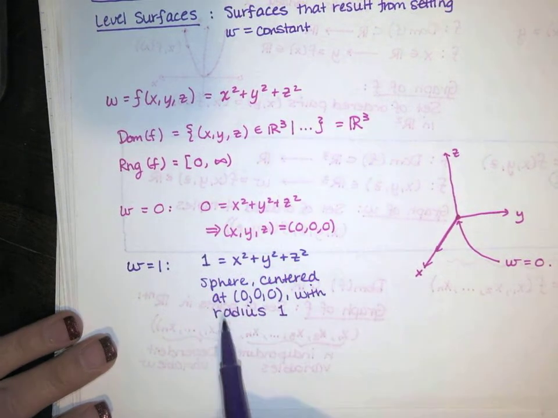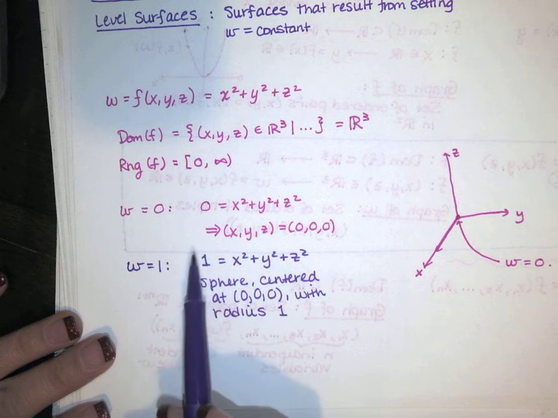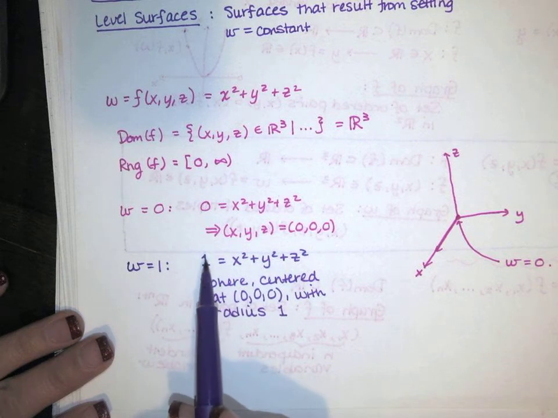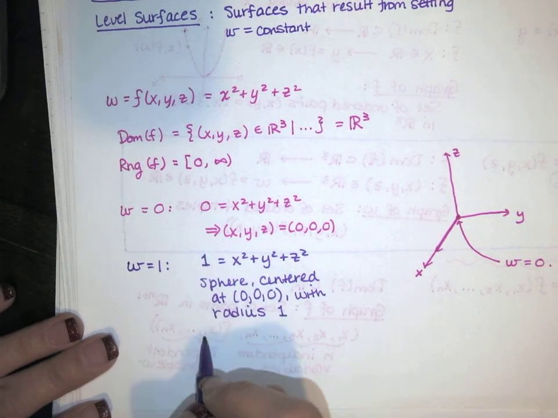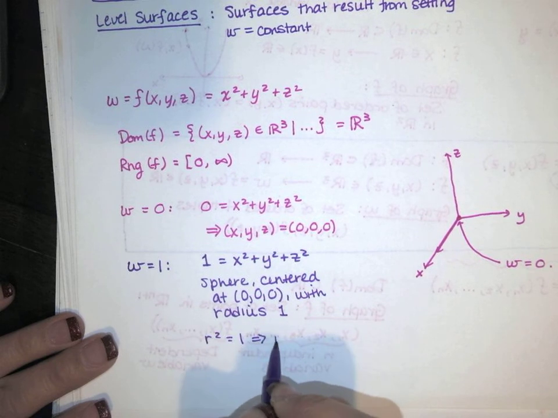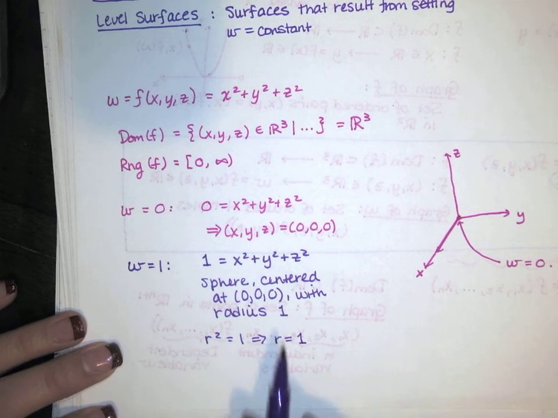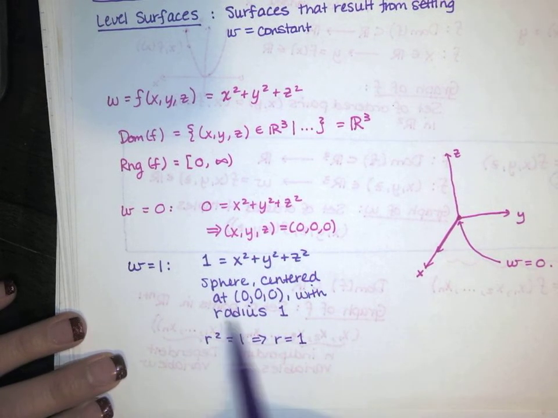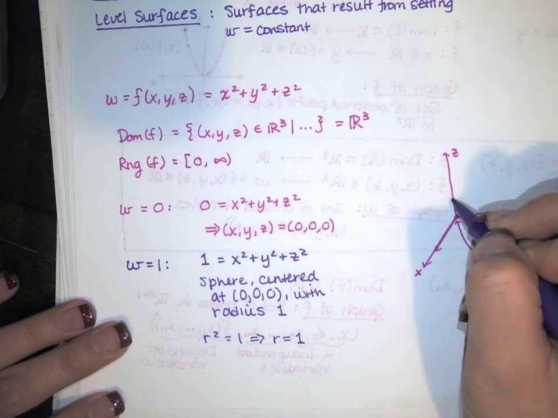And the radius isn't this number, it's actually the square root of this number. That number is r squared. R squared is 1, so r equals 1. So we've got a sphere of radius 1 centered at the origin. So it's going to look roughly like this.